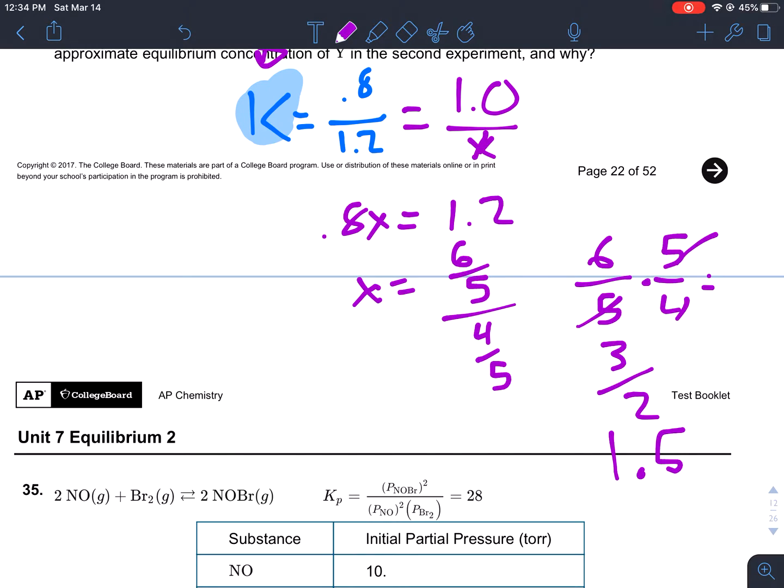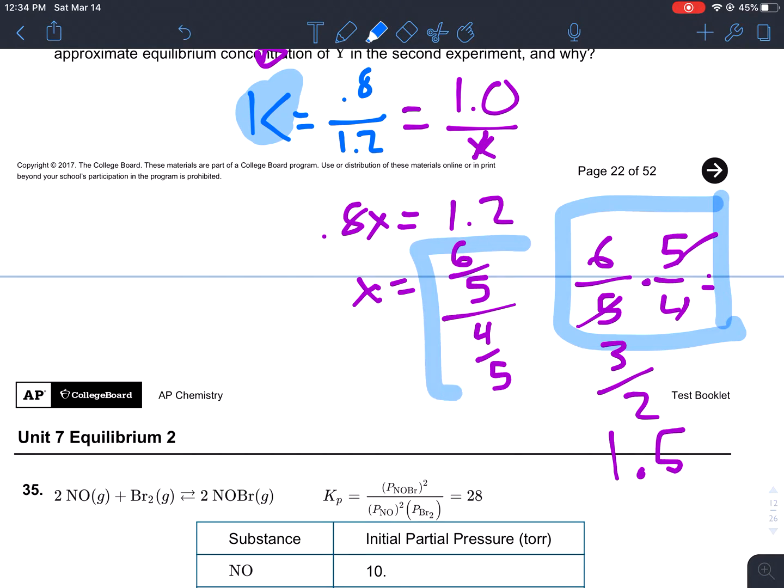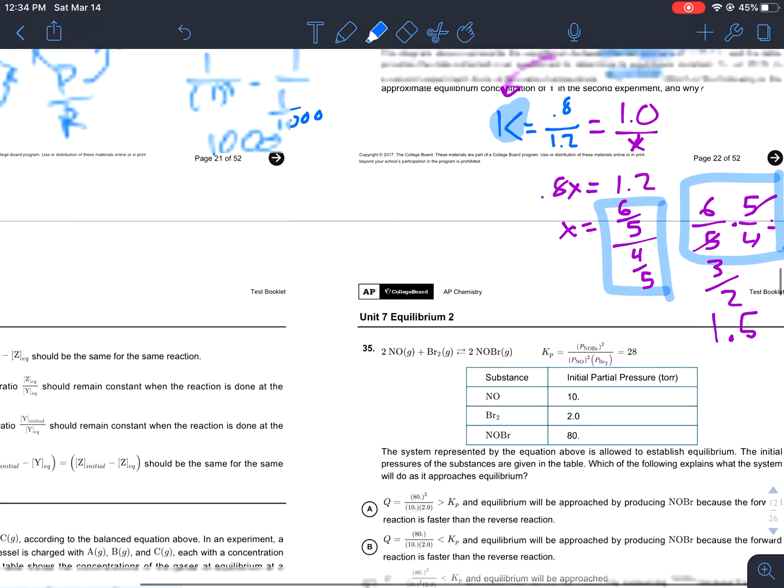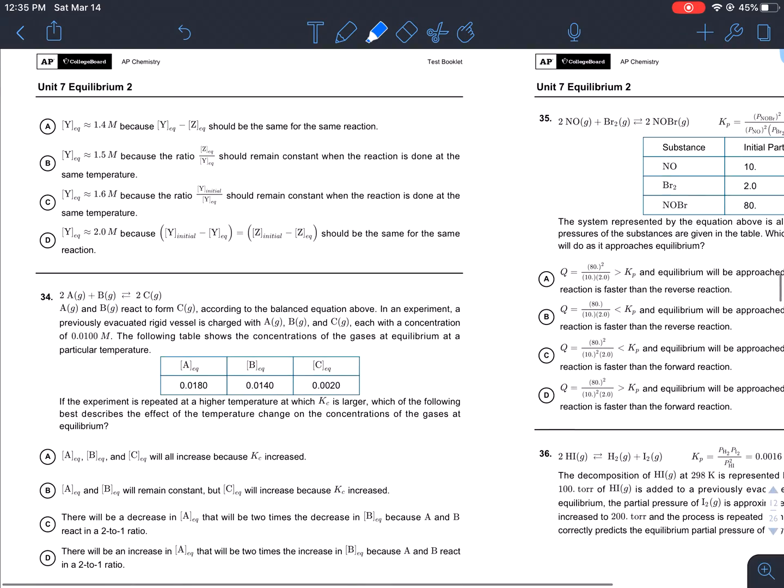That's a cool question, and I really like you practicing that kind of math when you think of things in fractions. That's not always intuitive for students, so try to practice that as much as you can. All right, number 34.